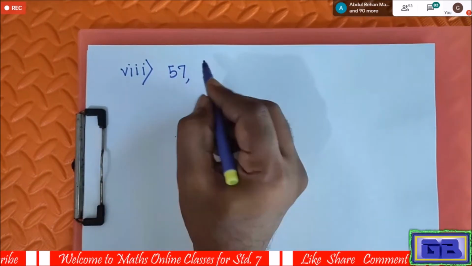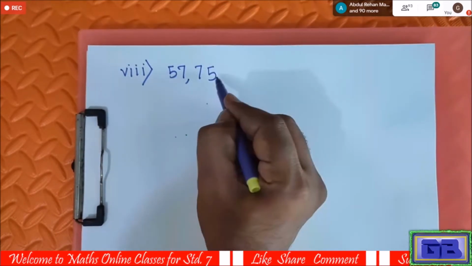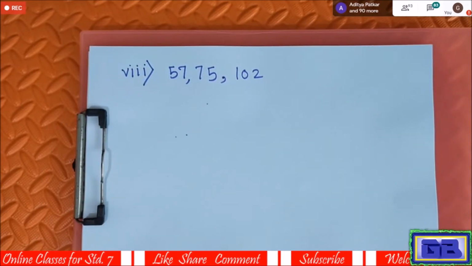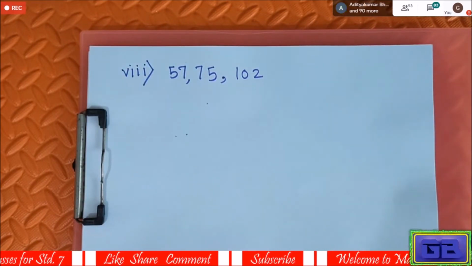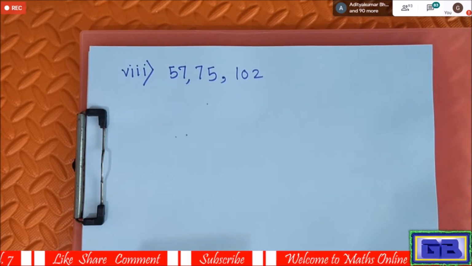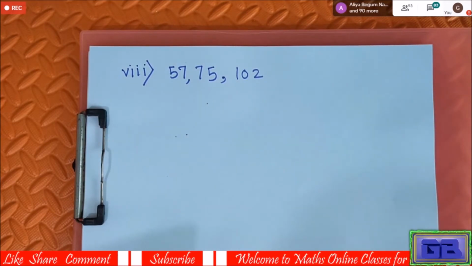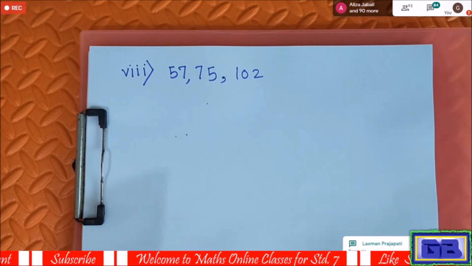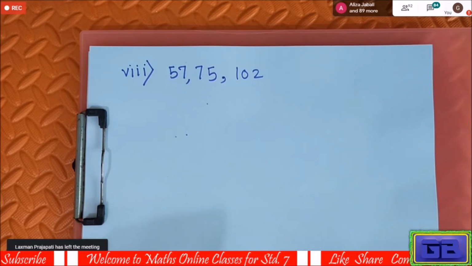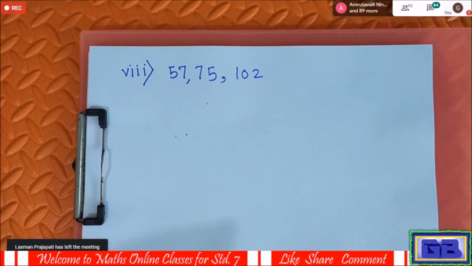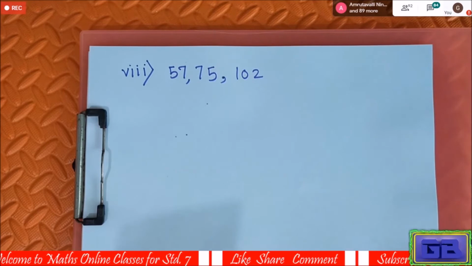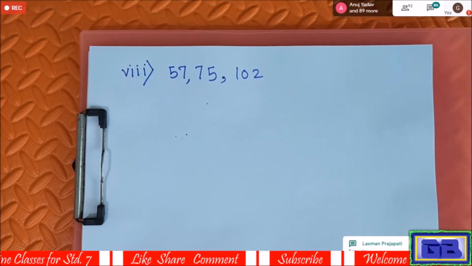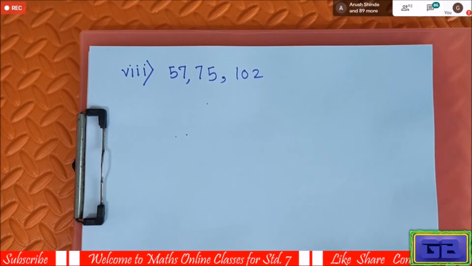57, sir, 75, sir, 102. What happened, Purva? Sir, I have a problem in the fourth sum, please, sir. Which sum? Fourth one. What problem do you have? You did not get any common factors? Yes, sir. Common factor is 1. Correct. If there are no common factors, you have to take 1 as the common factor. Understand? Okay, sir. Thank you.